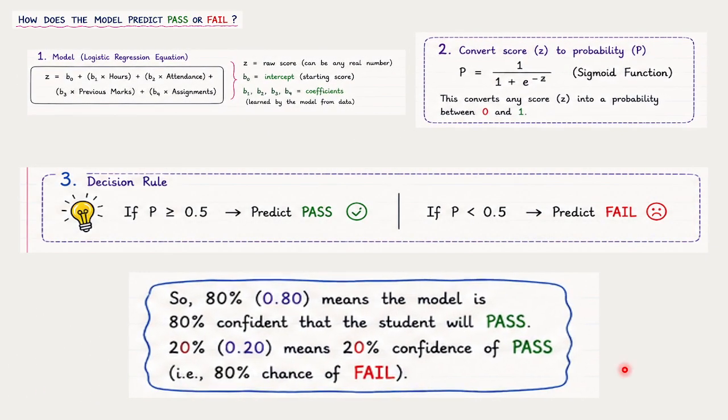So for our example, just for understanding purposes, if the probability is 0.80, that means the model estimates an 80% probability that the student will pass. And if the probability is 0.20, the model estimates a 20% probability that the student will pass, and therefore there is an 80% probability that the student will fail. So we are specifically talking about the probability of passing here.